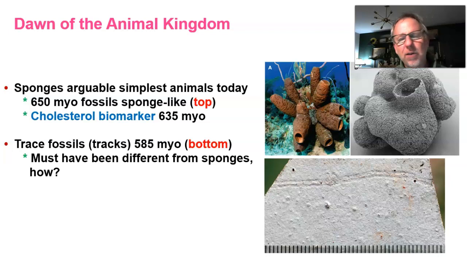So we have trace fossils going back 585 million years ago, and they have to have been different from sponges because they are moving. They are locomoting. So perhaps they were worm-like, perhaps they were slug-like, mollusk-like, but something like this, perhaps, trace fossils.